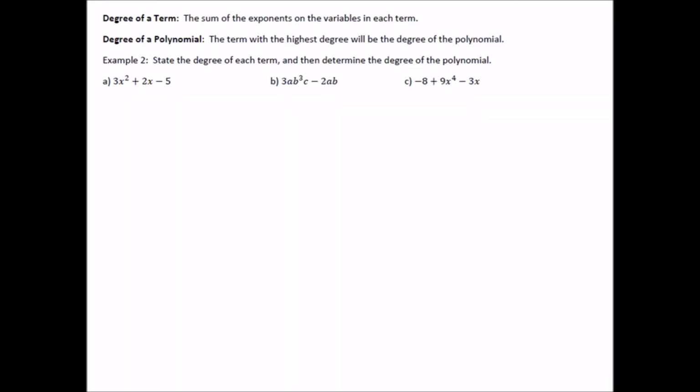Now we're going to talk about the degree of a term and the degree of a polynomial. The degree of a specific term is the sum of the exponents on the variables in each term. I'm going to give you a quick example. If the variable is a squared b cubed, then it's degree 5, because it would be 2 plus 3, the sum of the exponents on the variables.